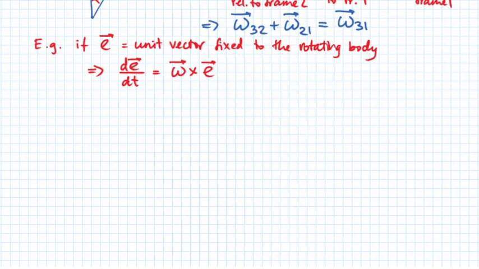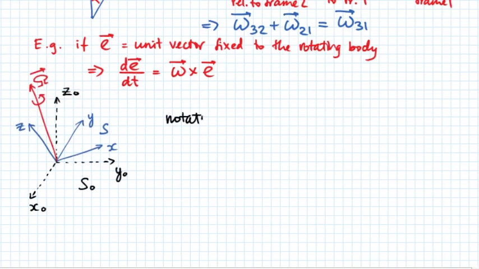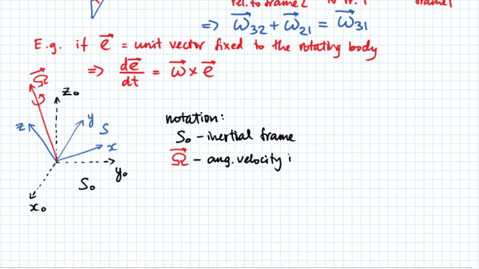Next, we would like to extend this result to a rate of change of some arbitrary vector defined in rotating frame. Imagine the following scenario. We have S0 defines the inertial frame given by axis x0, y0, and z0. Omega defines angular velocity relative to inertial frame S0. Reference frame S will be the rotating frame.